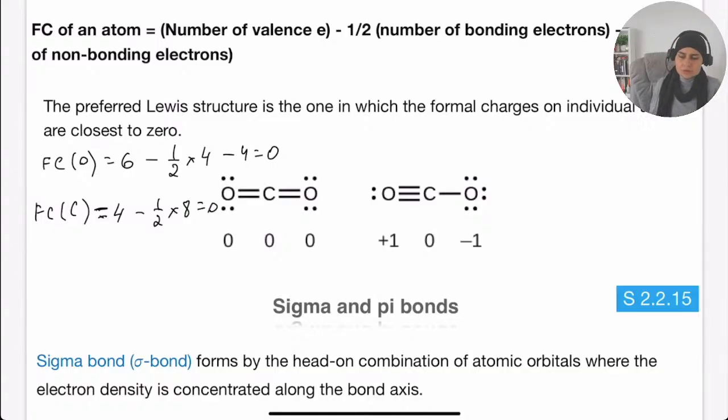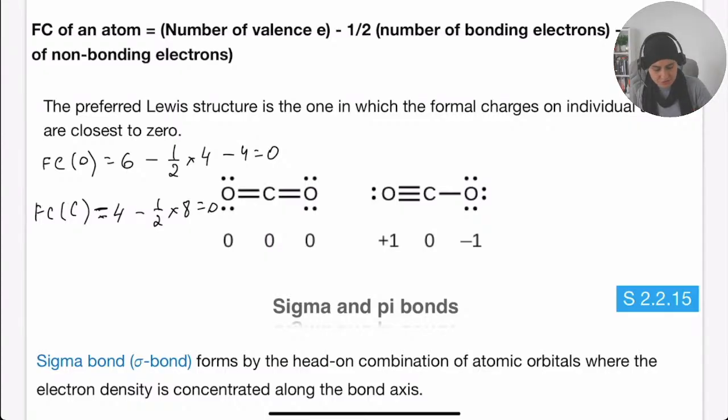Also, you can use the fact that the sum of the formal charges equals the charge on the ion or molecule. In this case, CO2 has zero charge because it's a molecule, so I know that carbon has to be zero because overall it must be zero. Fine, this is pretty stable.